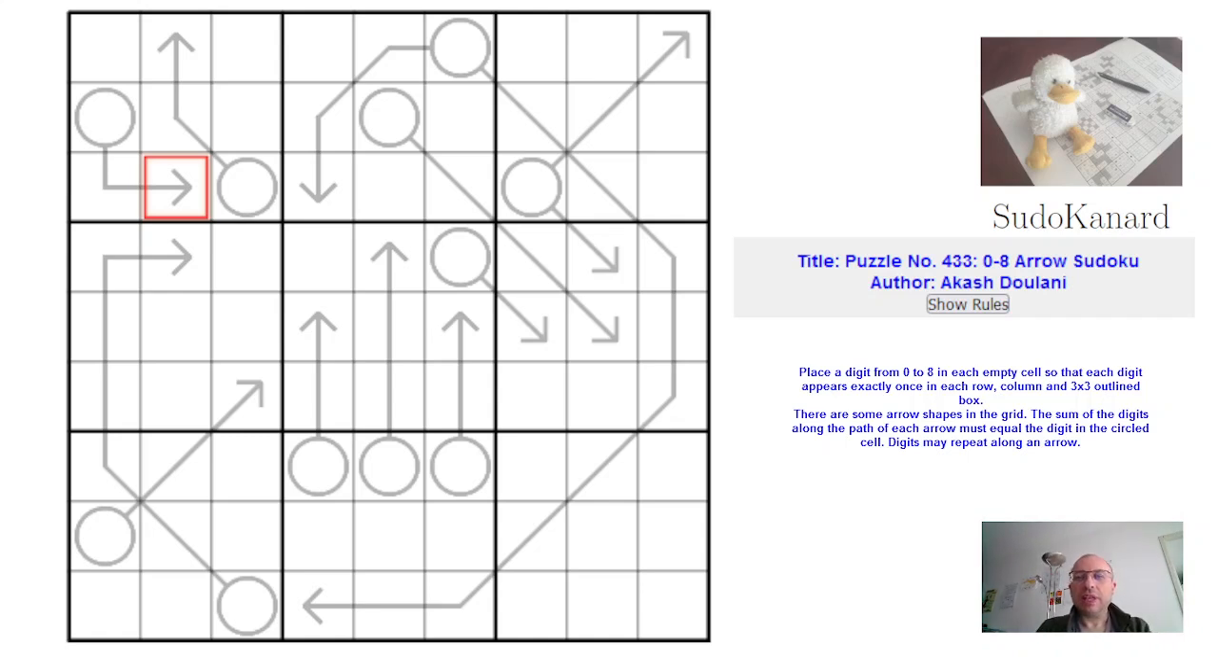In a few days, there will be round seven of the Sudoku Grand Prix organized by India, and one of the genres, one of the variations that will be encountered in this round is 0 to 8 arrow Sudoku.